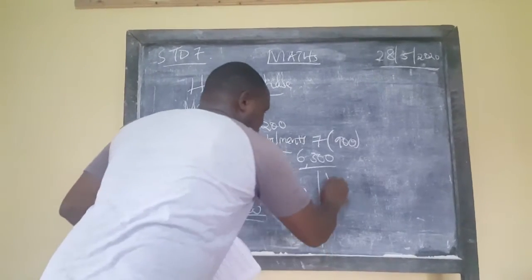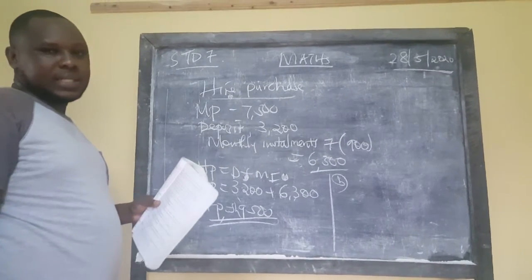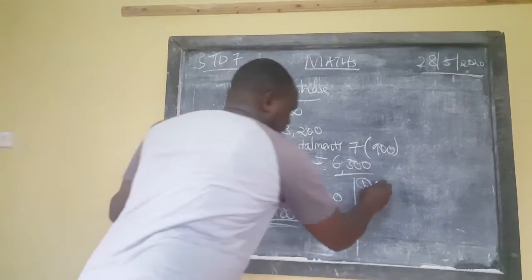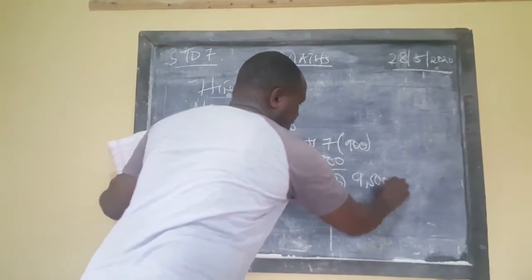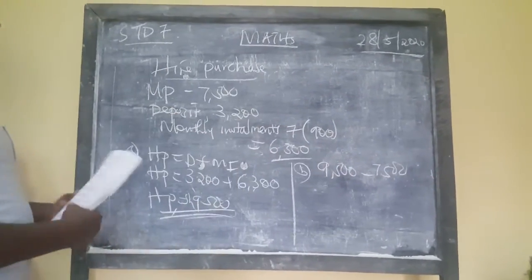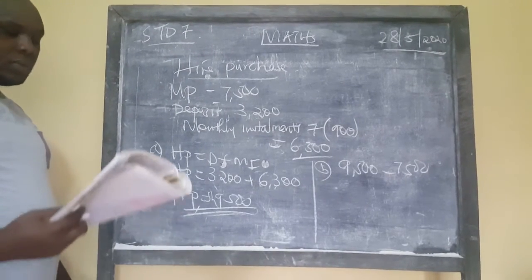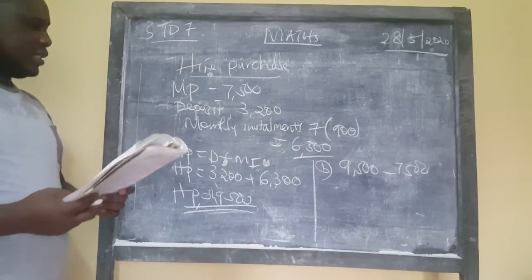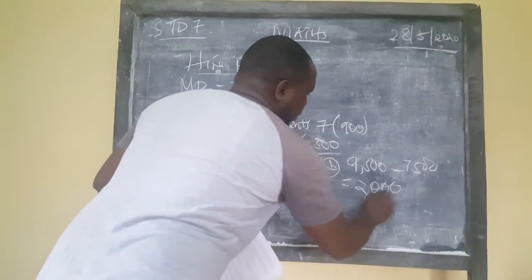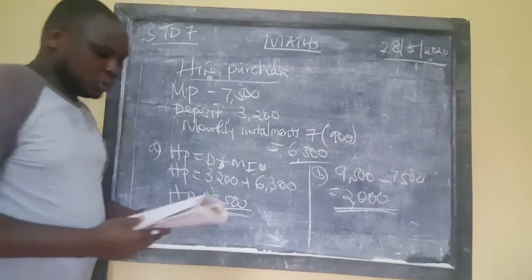Question B says, how much more did she pay on her purchase? How much more? I told you when you ask how much more, you subtract. That's her purchase price, 9,500, subtract the market price. If she was to pay cash, she would have given 7,500 and then walked away with the machine. That is the TV set. So the difference is 2,000. So she paid, at the end of the day, 2,000 more because she was allowed the item to go home.